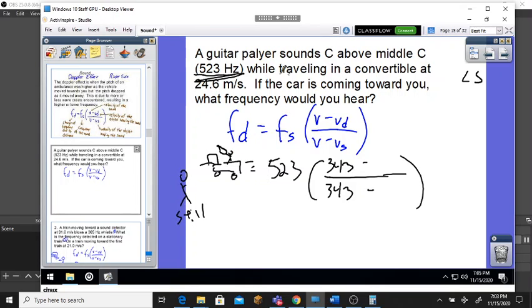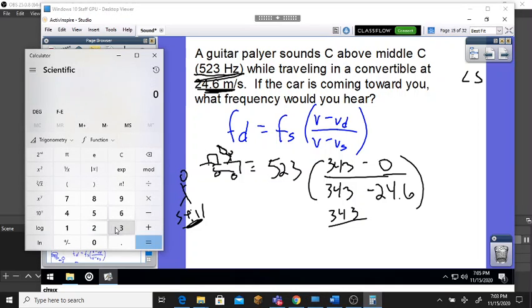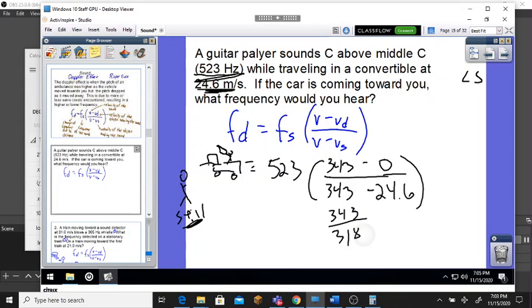Velocity of what's making the sound. So the guitar player is in a car and they are moving this fast. Velocity of what's making the sound, 24.6. You're not moving here, you're still, right? So that's 0. Okay. So now we do 343 minus 0 over 343 minus 24.6, which is 318.4.